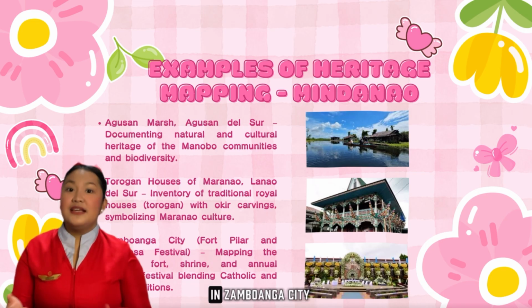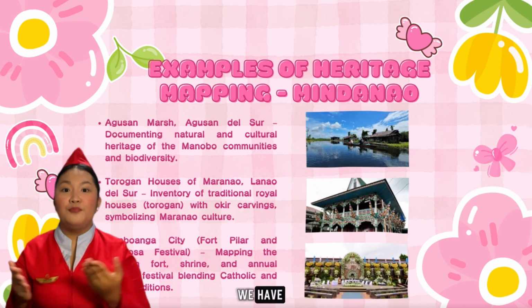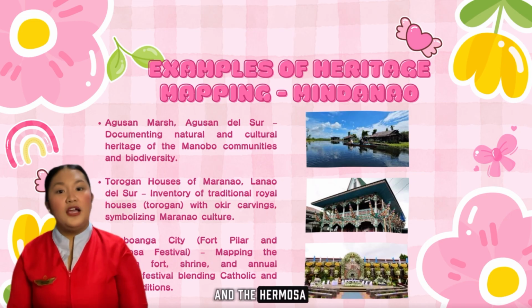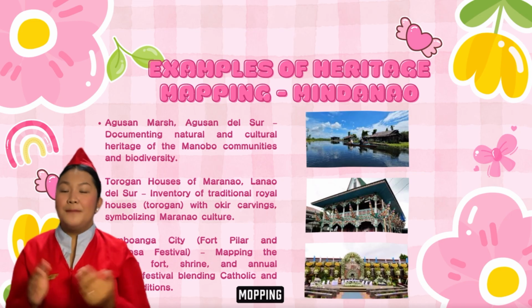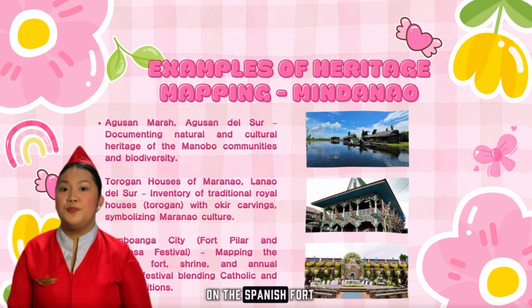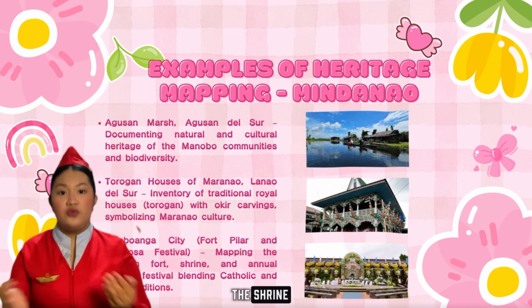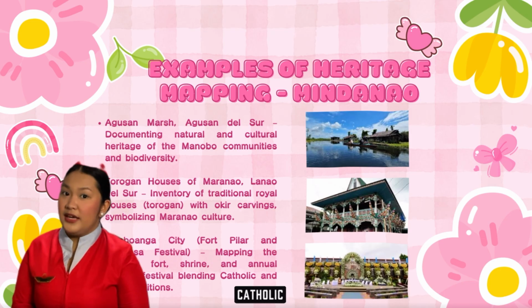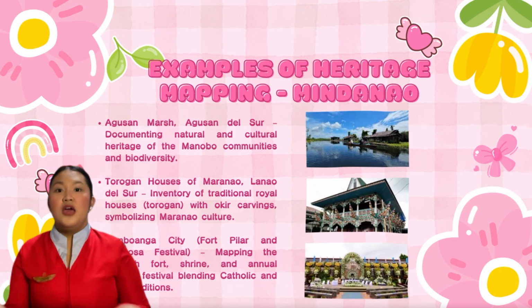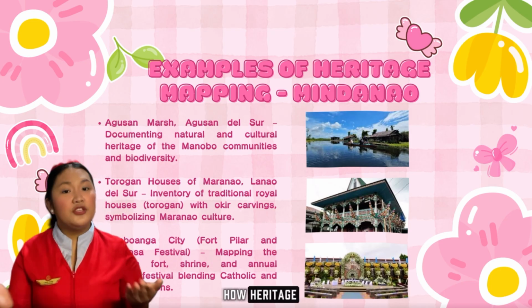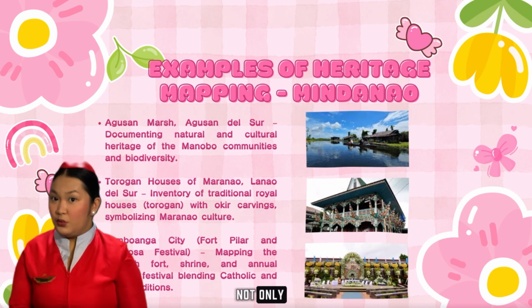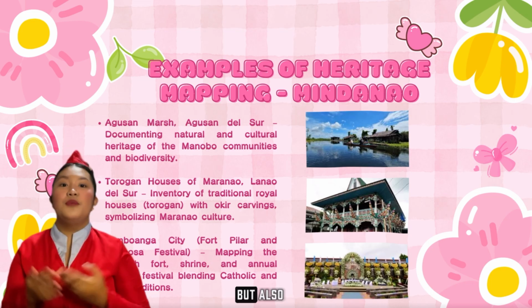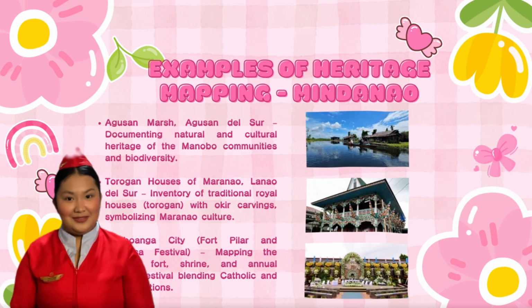And lastly, in Zamboanga City, we have Fort Pilar and the Hermosa Festival. Mapping here focuses on the Spanish fort, the shrine, and the annual festival that blends Catholic and local traditions. It shows how heritage mapping can capture not only physical structures but also living traditions.